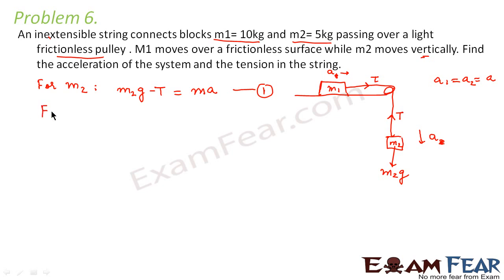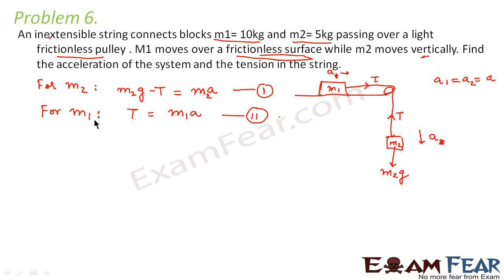Now let us write a similar equation for M1. What is the net force on M1? T. There is no other force acting here. Moreover, there is no friction. The question already says that it is a frictionless surface. That means there will be no frictional force between the block and the surface. So the net force on this is T. So this T will again become equal to force, that is mass into acceleration. So that will be M1 into A. I'm sorry, here I missed out. This was M2 because the mass of this block is M2. So this is my second equation.